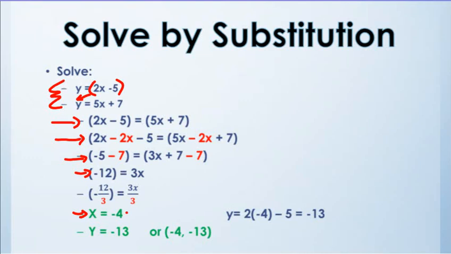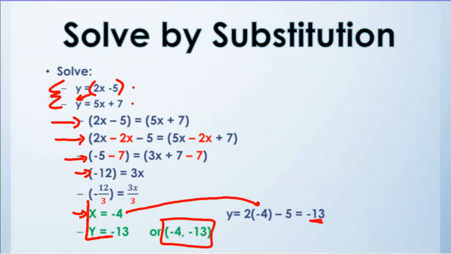So we found one variable. Now you take this one variable and you plug it into one of these two equations. I did that over here, so I plugged the negative 4 into this first equation of 2x minus 5. I ended up getting an answer of negative 13. So my answer, if you write it as an ordered pair, would be negative 4, negative 13. Otherwise, just make sure you put x equals negative 4, y equals negative 13.